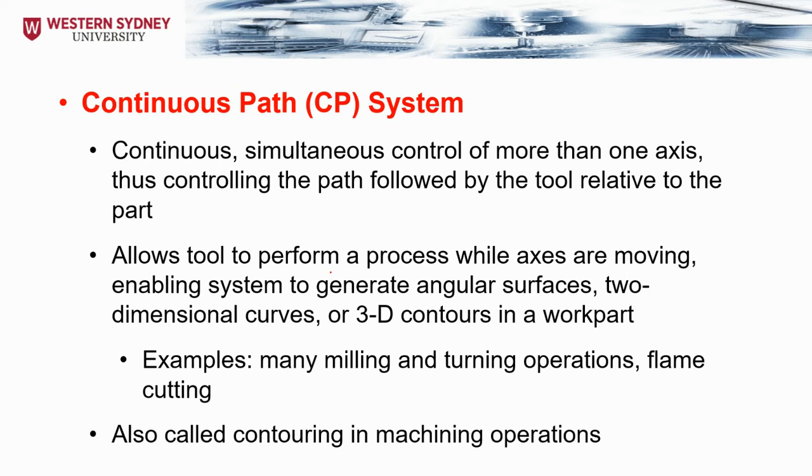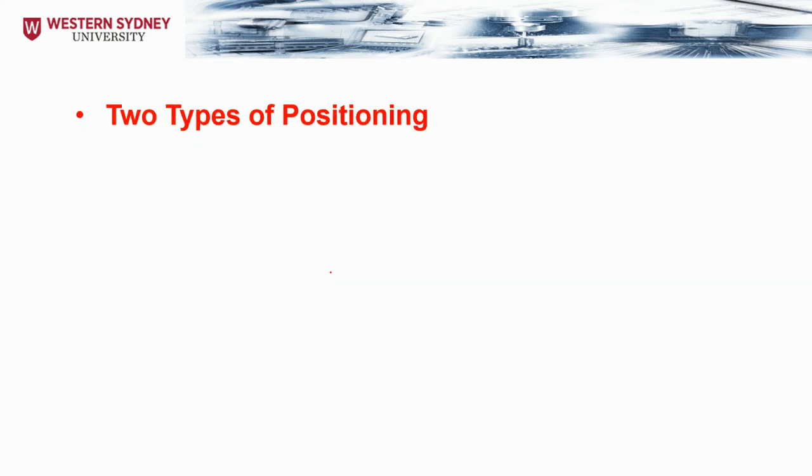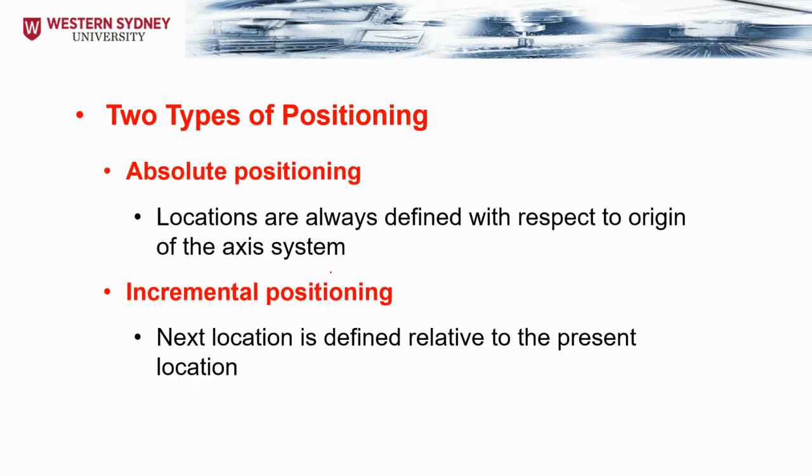Now, to do the continuous path or point operations, we need two types of positioning. First is absolute positioning, and we can also have incremental positioning. Now you remember that in absolute positioning, all the locations are defined with respect to the origin of the axis system. In incremental positioning, the next location is defined relative to the present location.